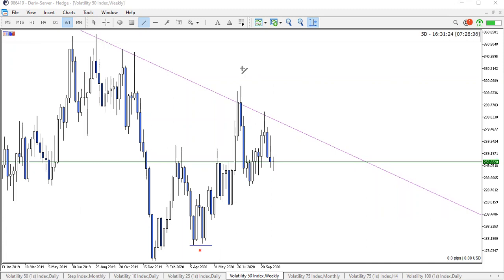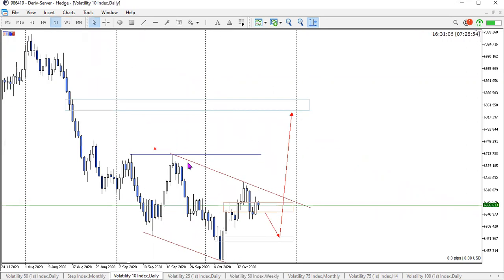As you can see, I was just marking up my charts because I did actually clear my charts. I actually had a really bad week last week, so I was like, let me just get a fresh perspective on the markets this morning. So I was just sitting here marking up my chart. Let's get straight into it. We're going to start with volatility 10. That's the first chart that I've got over here.